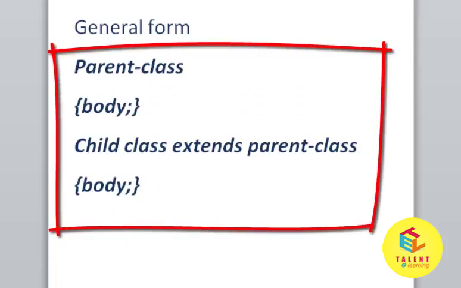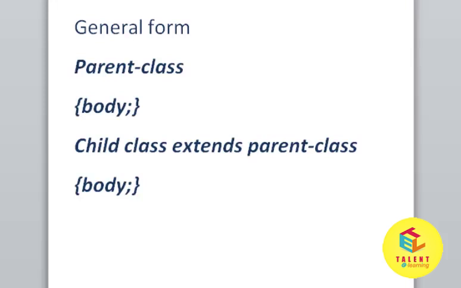This is the general form of inheritance. First of all, there is the parent class. Parent class must be declared before the subclass. Here the keyword extends is used, which shows that the parent class is the superclass and the child class is the subclass. In this body, we can use the parent class variables and methods.